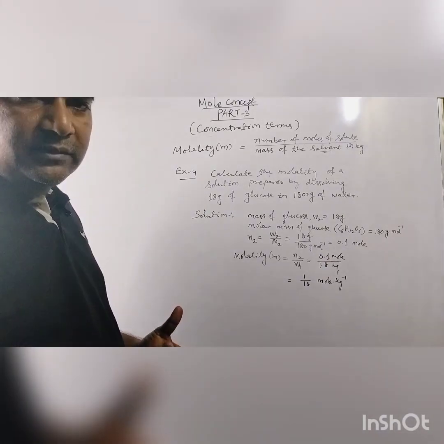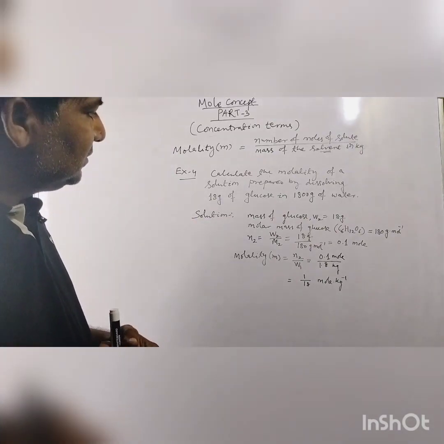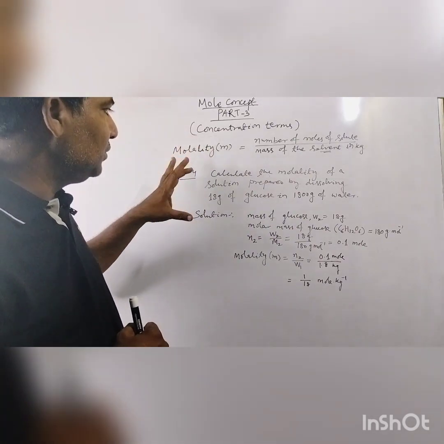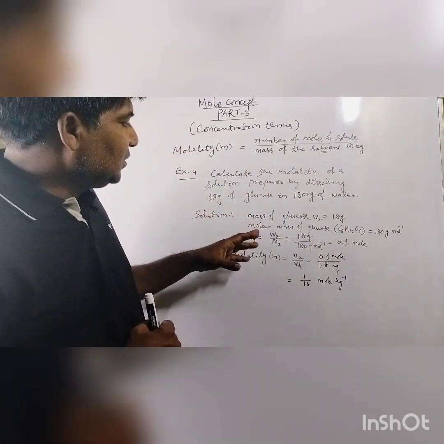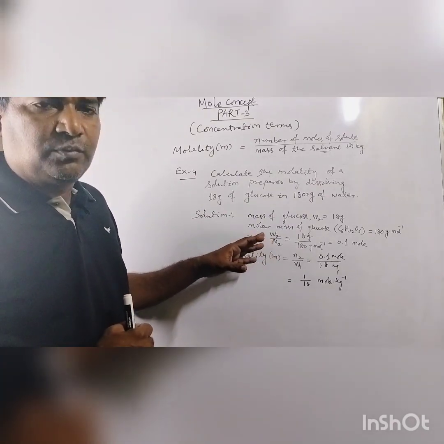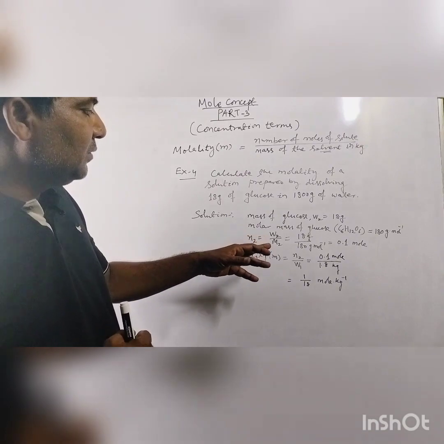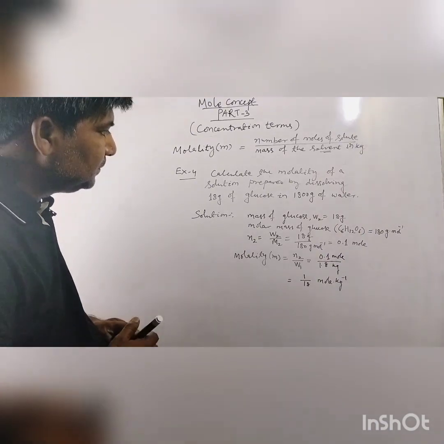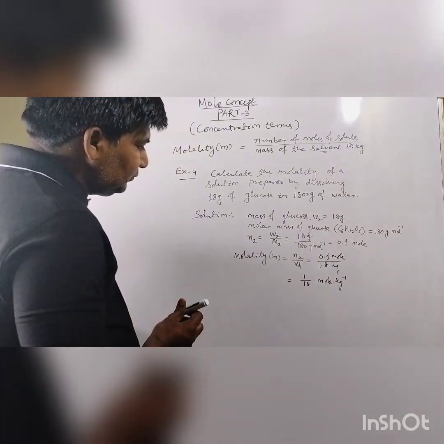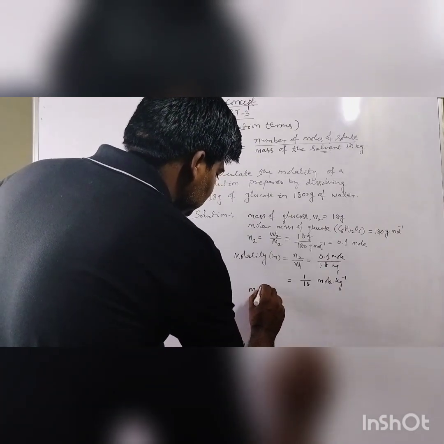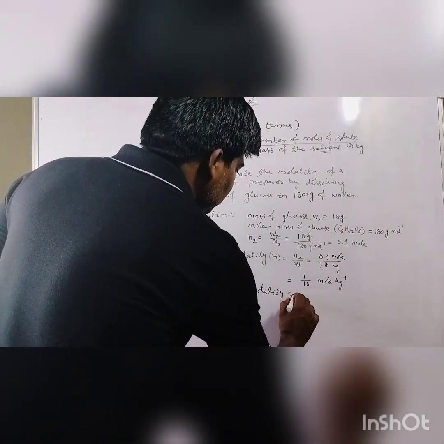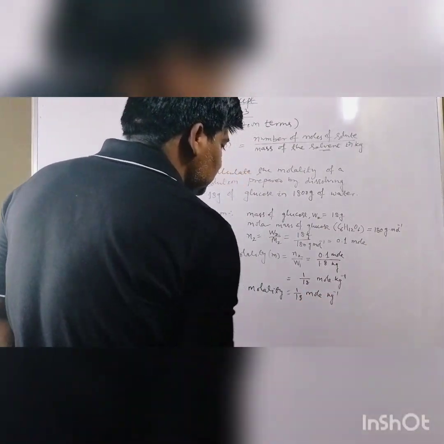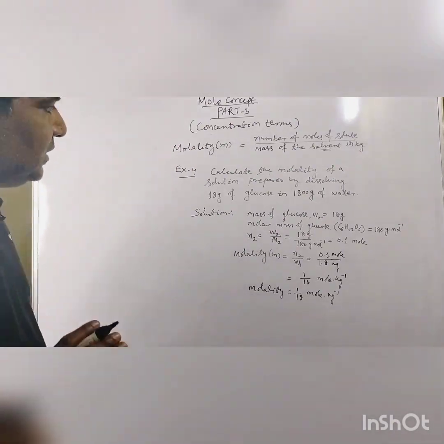Okay. So I think this is very easy to understand, because in this question I have given you mass of solute, that is mass of glucose, and mass of glucose divided by molar mass of glucose gives you number of moles of glucose. So 18 gram divided by 180 gram per mole, that gives 0.1 mole. Okay. So the final answer, the final molality is 1 by 18 mole per kg.